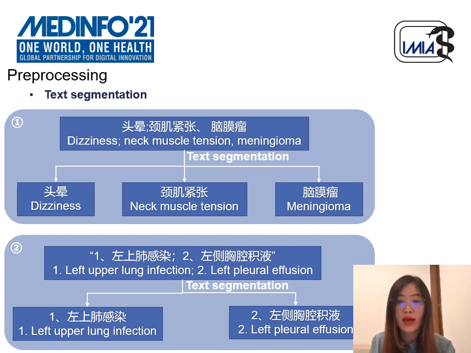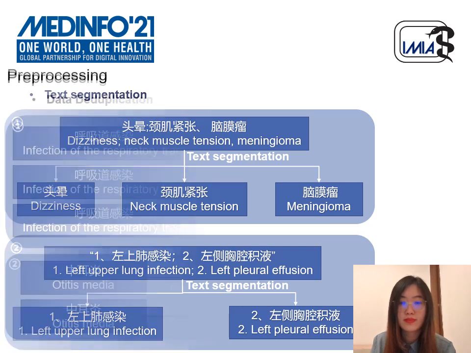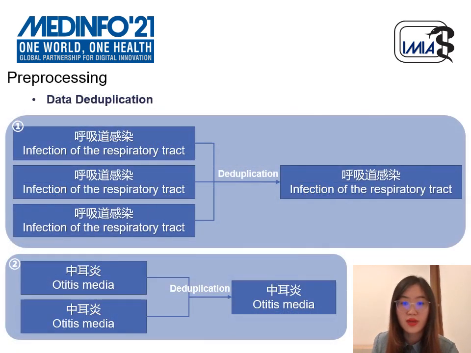So we can divide a clinical text, "Designers neck muscle tension, meningioma", into three parts: "Designers", "neck muscle tension", and "meningioma". Data duplication was processed by exact matching. "3 infection of respiratory tract" was turned into 1.